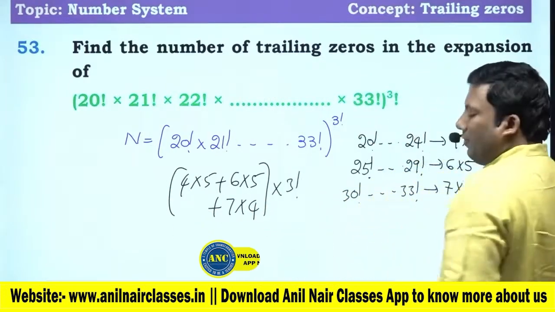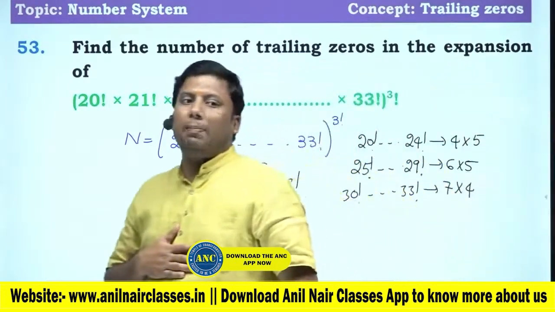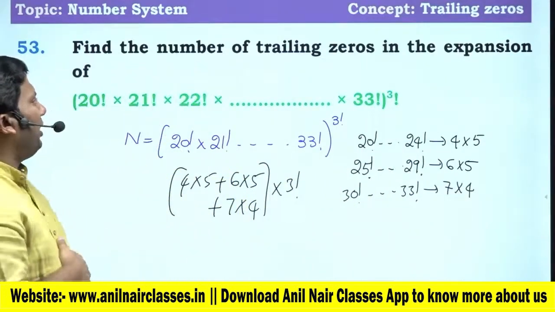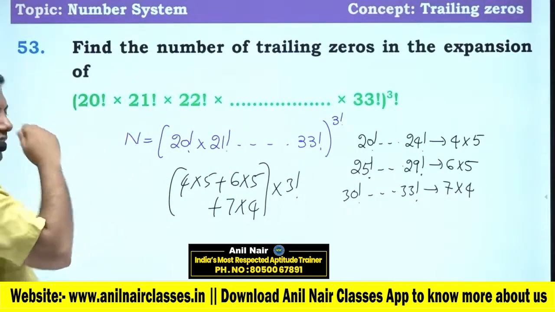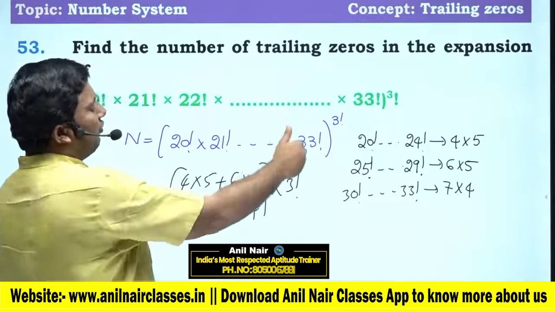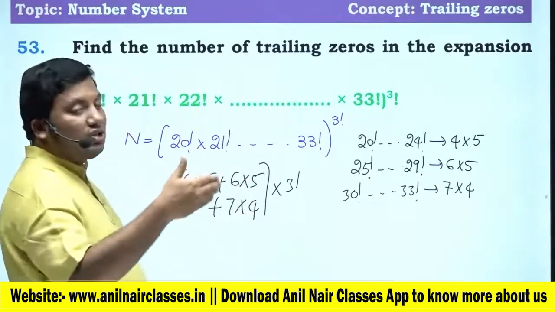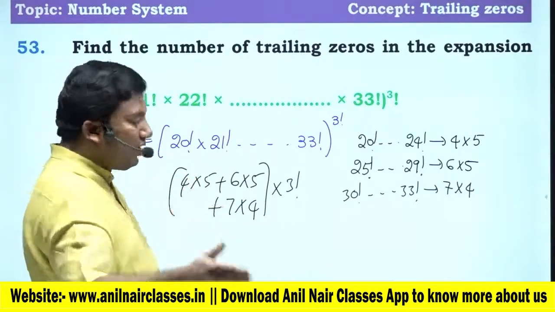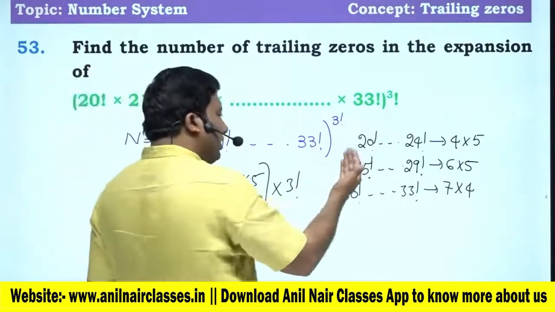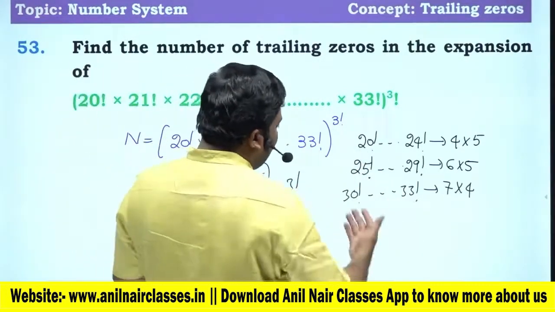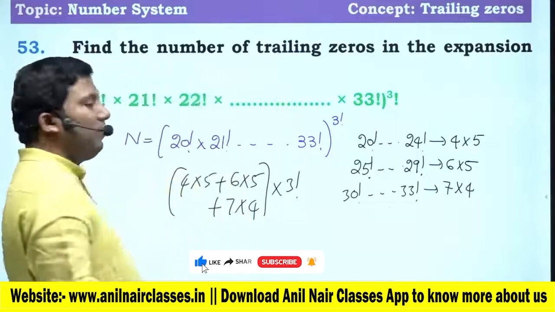factorial. A power m power n will become a power m into n. Is the idea clear? From 20 to 24 there are 4 zeros at the end. There are 5 numbers. 25 to 29 there are 6 zeros at the end. There are 5 numbers. 30 to 33 there are 7 zeros and there are 4 numbers.